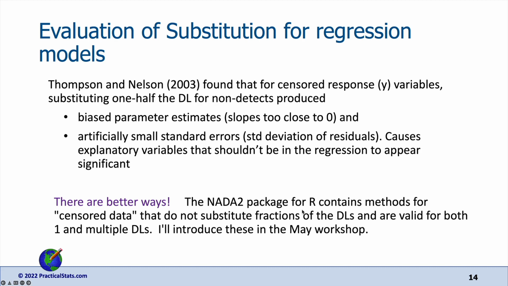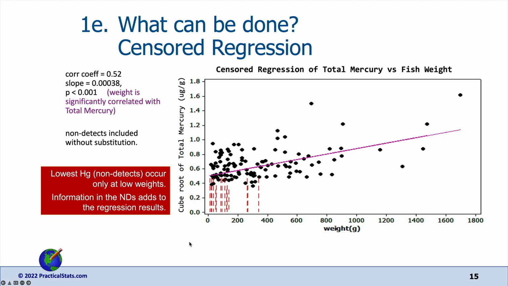One of the places where there are much better ways is in a package for R called the NADA2 package. It's for censored data, again, data that are above or below a threshold. It does not substitute numbers. It does some other thing which we'll talk about in the May workshop. And these methods are perfectly valid when there is one detection limit. In fact, those methods were developed when there were multiple detection limits, multiple thresholds.